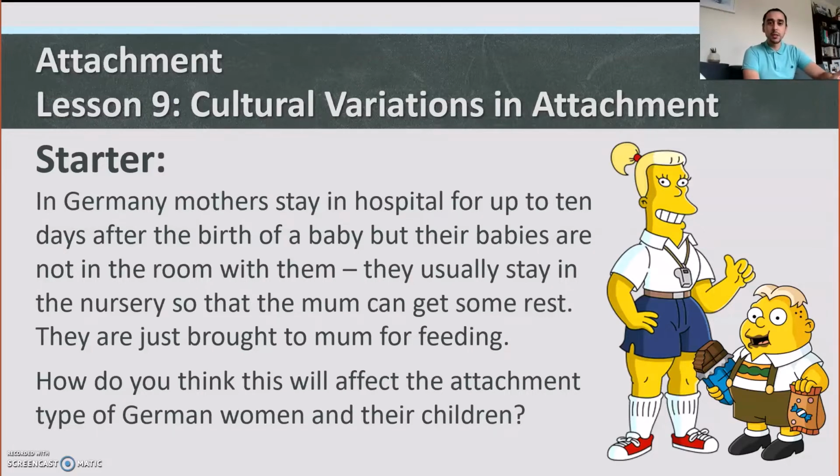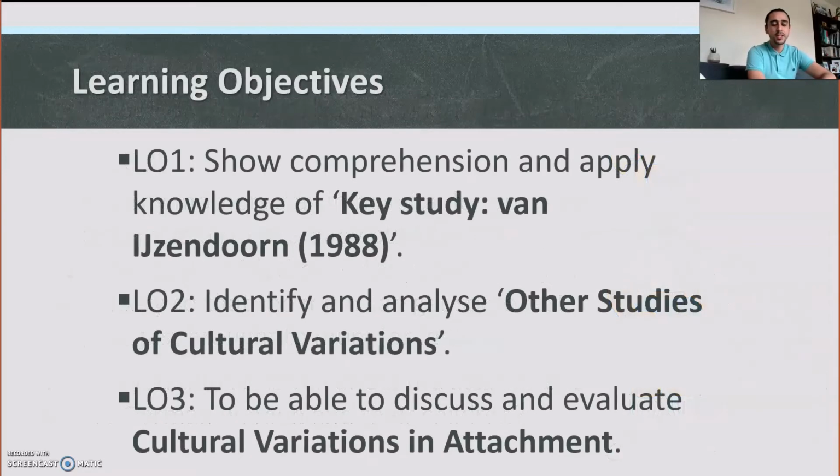Today we are looking at some of those cultural variations in attachment types. Last lesson, in lesson 8, looking at Ainsworth's Strange Situation, we identified 3 different attachment types: secure attachment, which is the good one, and then 2 insecure attachments: insecure avoidant and insecure resistant. And today we are looking at some of those cultural variations. Are there any differences in percentages between those babies that have secure and those that have insecure avoidant and insecure resistant in different cultures? So we've got 3 learning objectives for today.